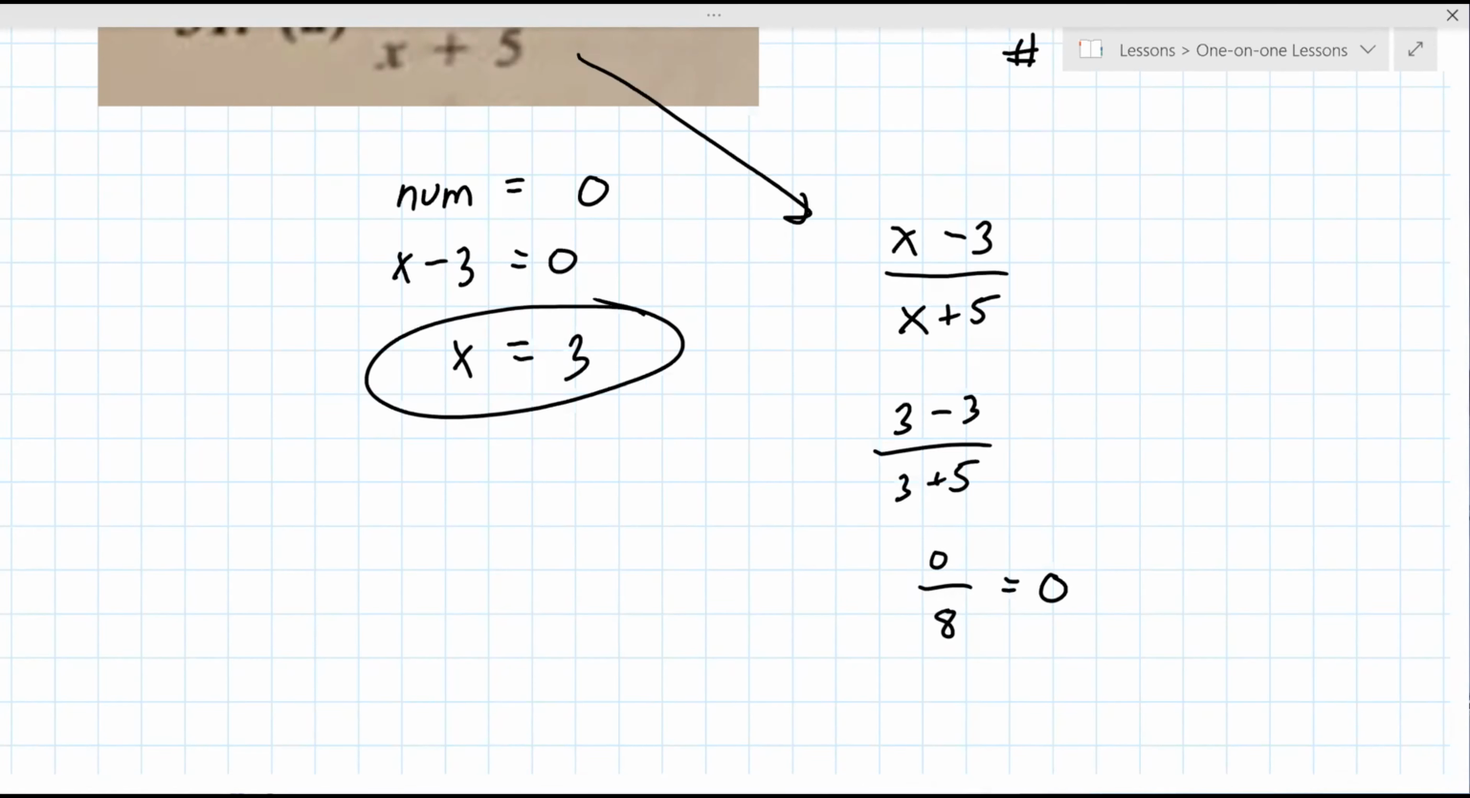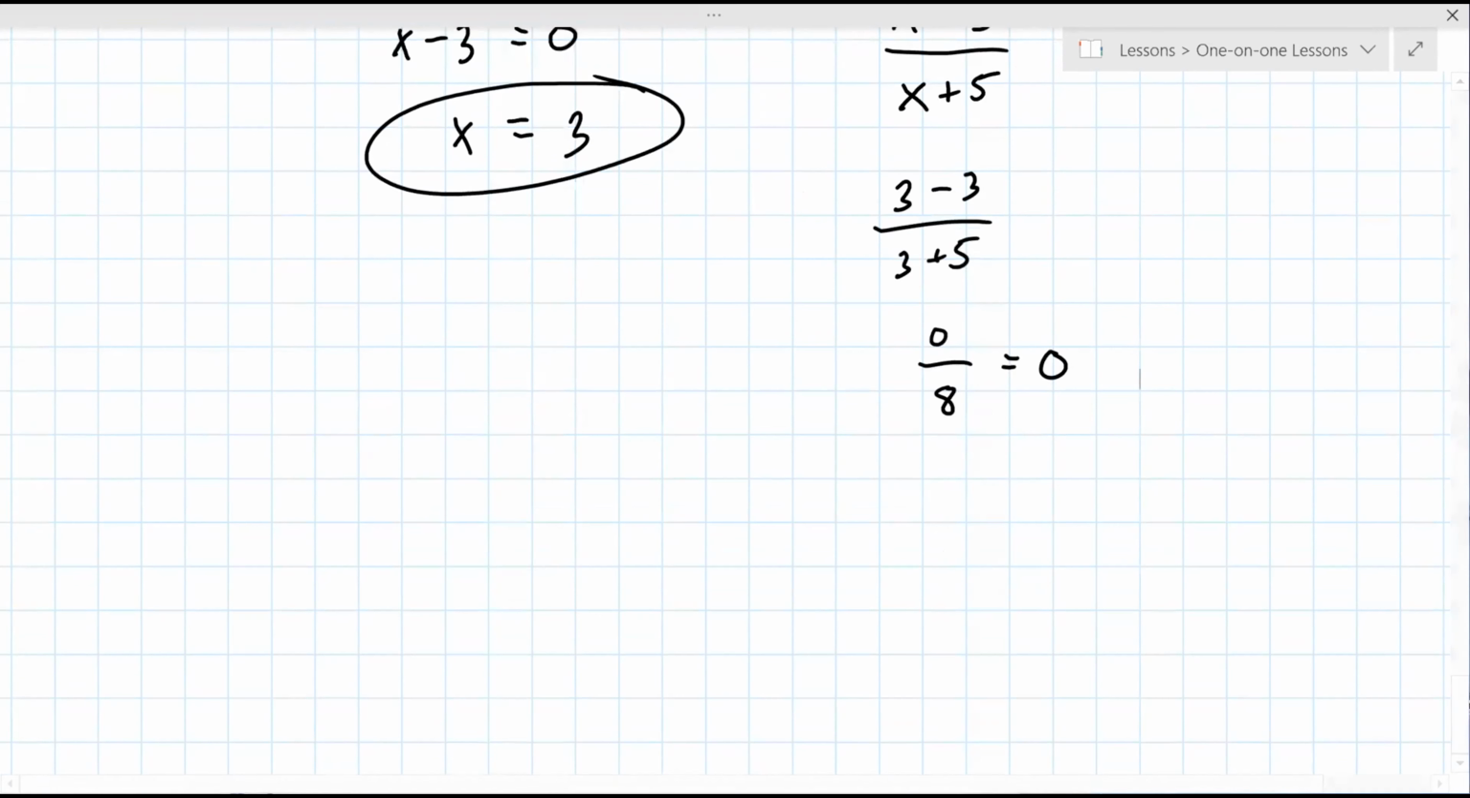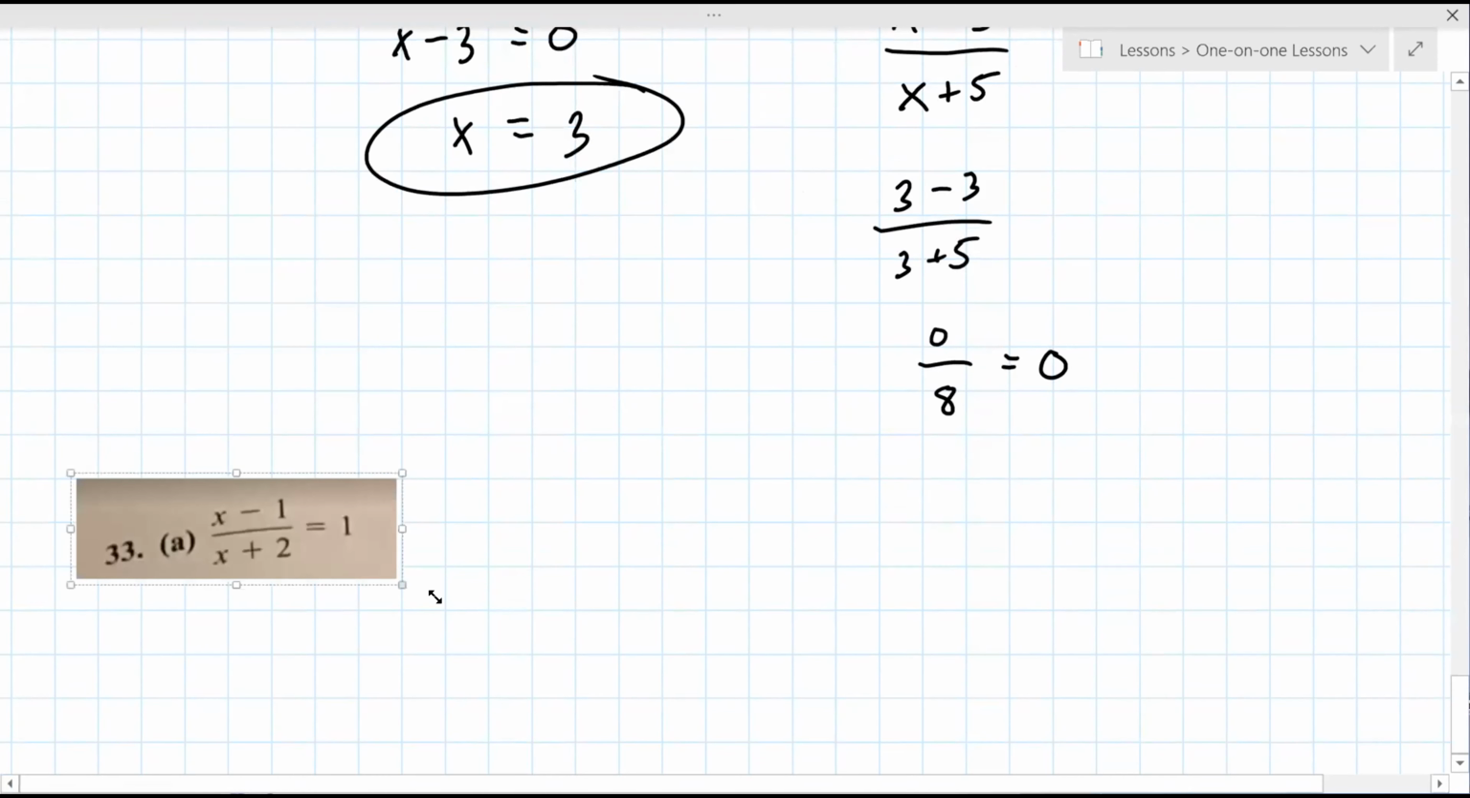On to 33a. So 33a will be almost identical. You're just setting the numerator equal to 0. But doesn't x minus 1 over x plus 2 equal 1? Oh, I'm sorry. I was looking at 32. Okay, so this one is slightly different. Okay. Let me paste it. And yeah, there's more involved in this.